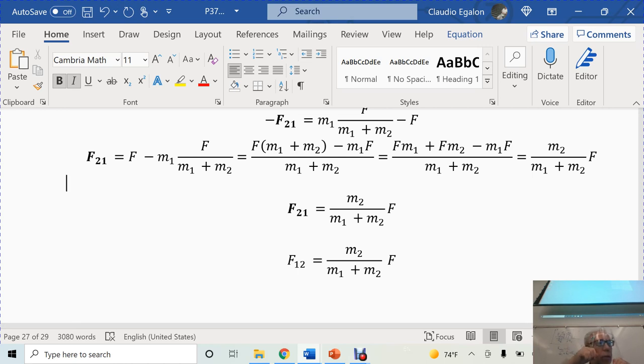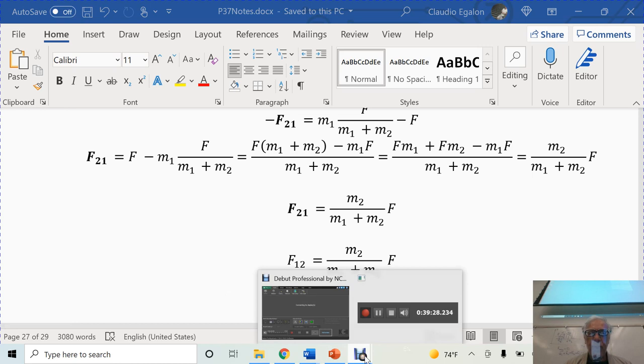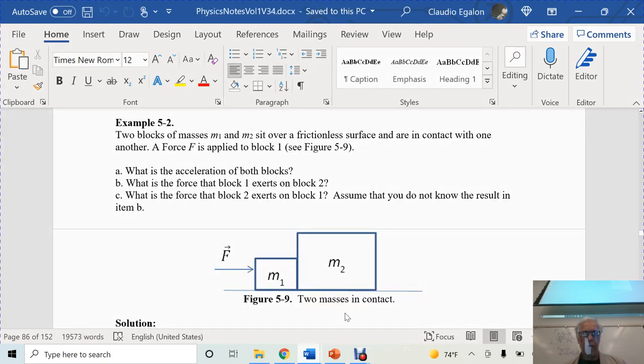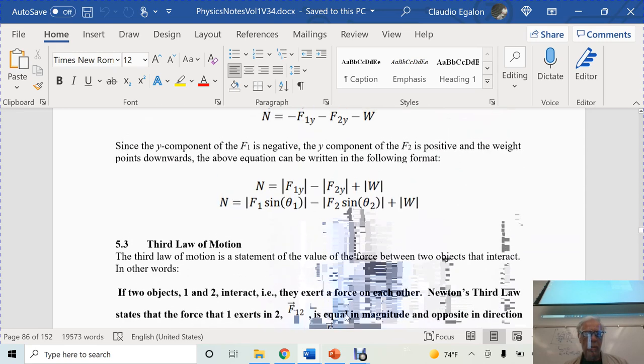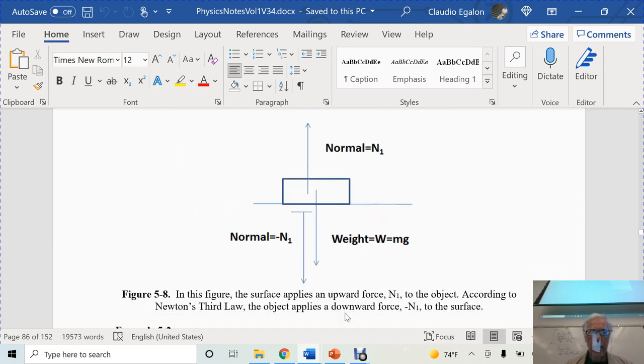Okay, any questions? Try to do this problem again at home. You know, we don't always get it right away. We have to practice several times until we have a clear picture. So this one, let's see if I have another example here for you. 538. Yeah, let's have our break.